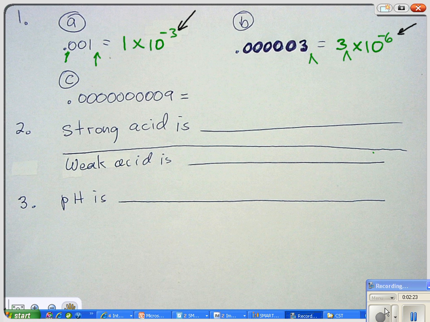Perfect. Okay, so here we had how many zeros? Anybody remember? 10. That was 10 zeros. Okay? So, what is the power of 10 going to be? 11. Minus 11. Absolutely. So, this is going to be 9 times 10 to the minus 11. Are we good? Yeah? All right.